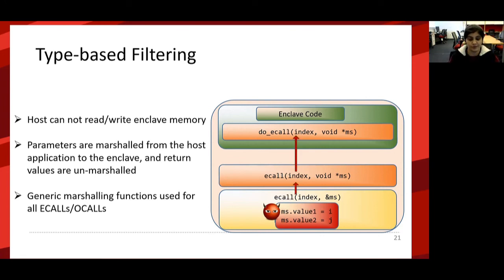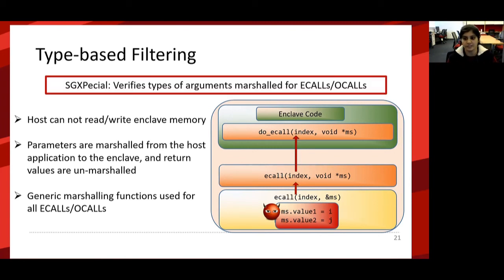SGXPecial performs type verification, a narrow scope one, for arguments before they get marshaled into generic structures. This way, any extra arguments are never added to the structure that is created, and they're never copied into the enclave memory.